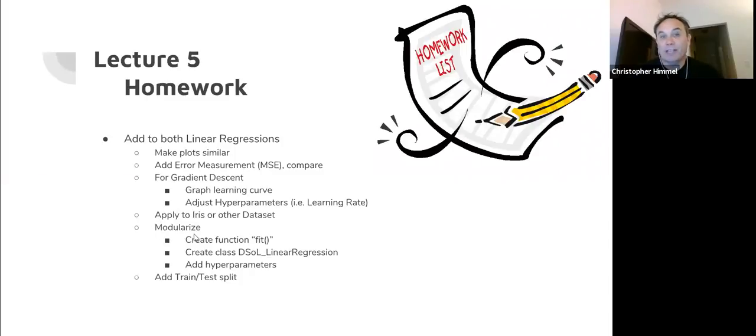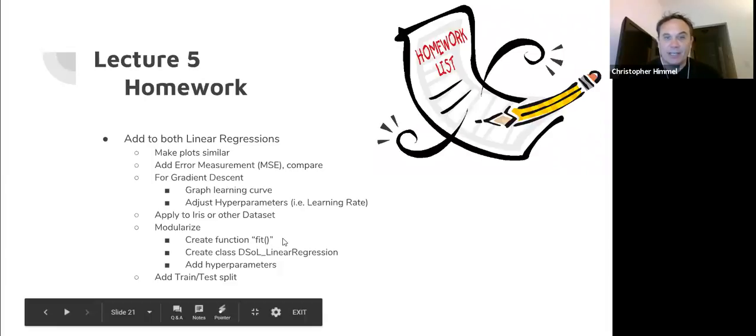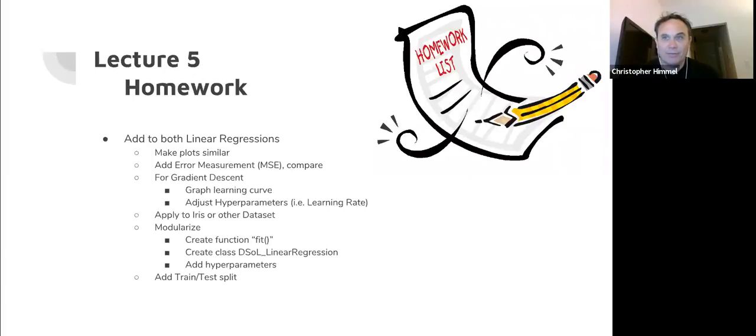Okay, and then another homework assignment is to modularize, which is also homework from last week. Modularize this learning. Create a fit function that is part of the linear regression class. It's a method. So fit will do the learning. And then inside that fit we can put two different learning algorithms. We can put the actual calculation of the answer for linear regression, I'm sorry, or gradient descent.